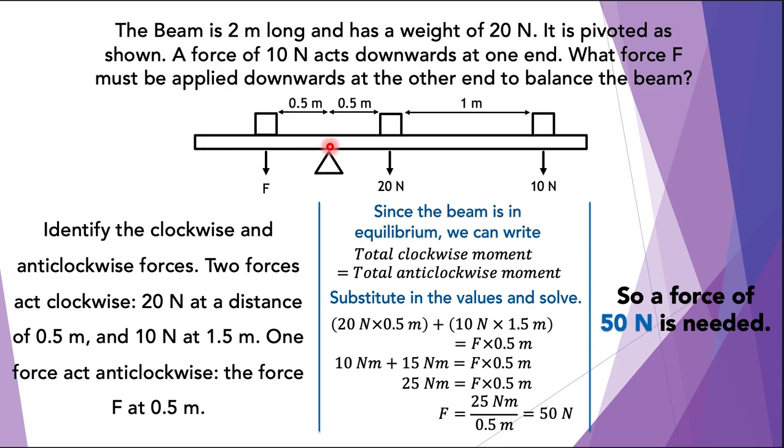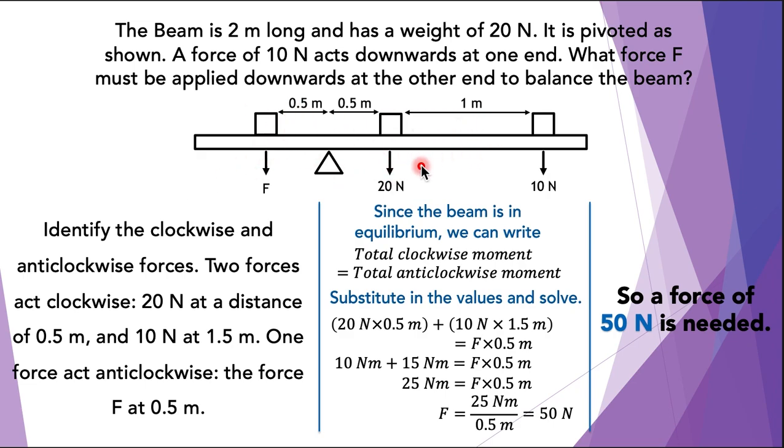The beam is 2 meters long and has a weight of 20 Newton. It is pivoted as shown, so the pivot of this beam is at this point. A force of 10 Newton acts downwards at one end, which is this one. What force F must be applied downwards at the other end, which is this one, to balance the beam?